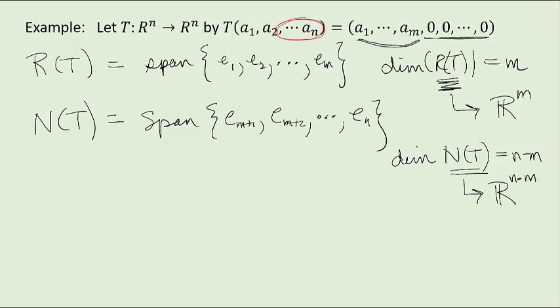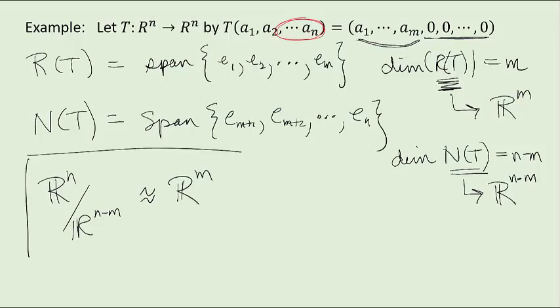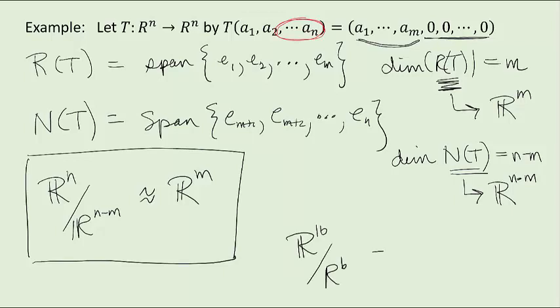This gives us, by the first isomorphism theorem, that R^n mod R^(n minus m) is isomorphic to R^m. So that was a pretty simple example using the first isomorphism theorem. R^10, in other words, mod R^6 is isomorphic to R^4, for example.